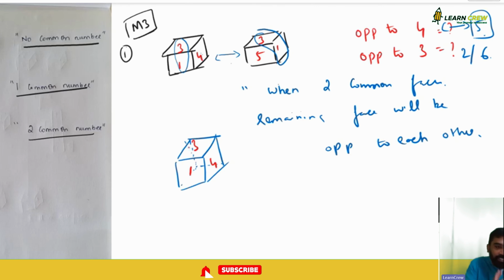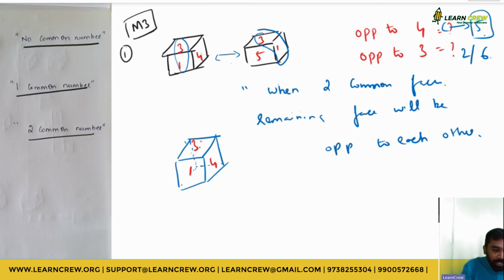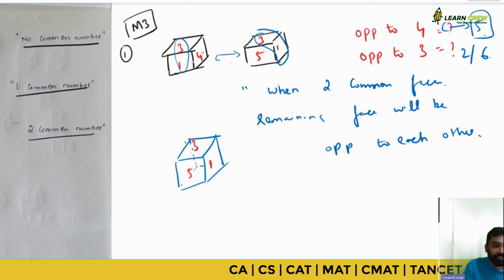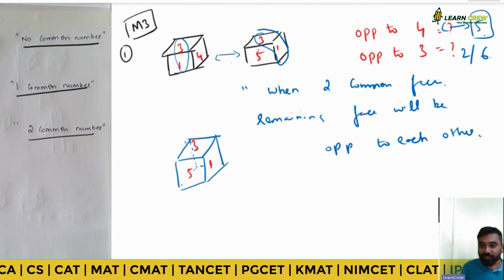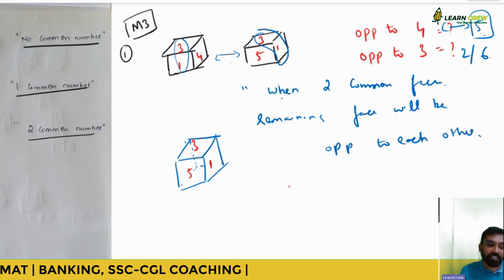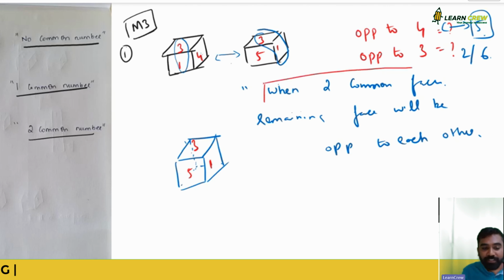Obviously, this 3 and 1 are visible here. If I am rotating this dice, this 3 and 1 are shifting here. This 3 is here, and this 1 is shifting here. If the 1 is shifting, the 5 is also rotating. This becomes 5. So obviously this 4 is going to be opposite to this 5. That 4 is going to go to the opposite side. This way it will be. That's the reason whenever there are two common faces, the remaining faces will be opposite to each other.